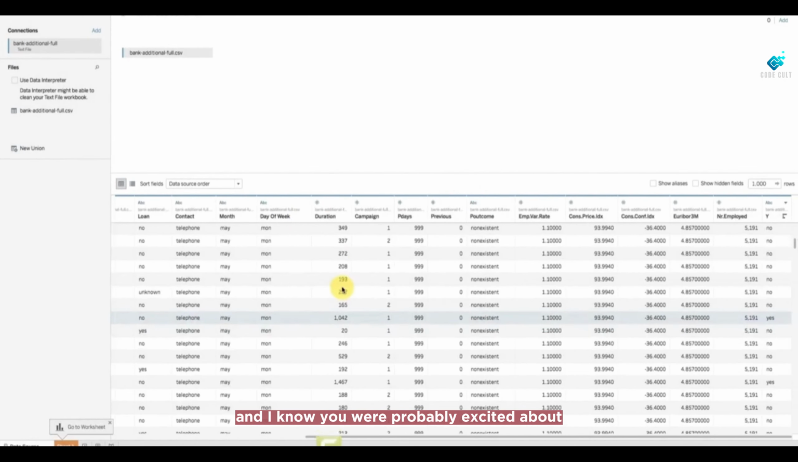And I know you were probably excited about starting to visualize right away. We will jump into visualization in the next tutorial. I actually just realized as I was recording this that it's better to first explain the problem, because for many, it might be the first time you're doing a data science problem. And we'll get to it.